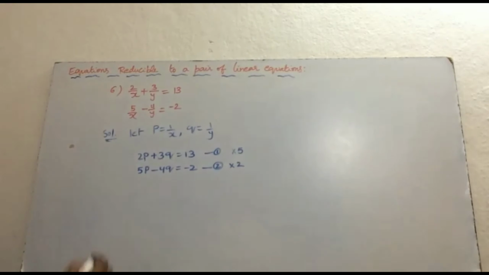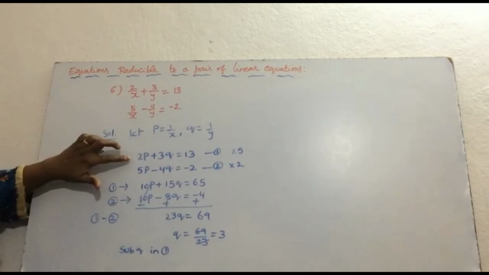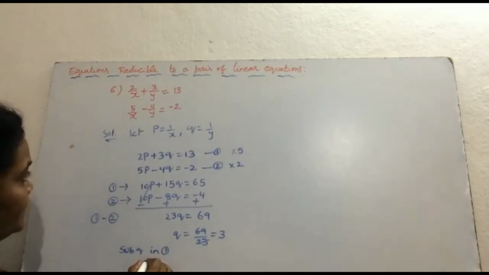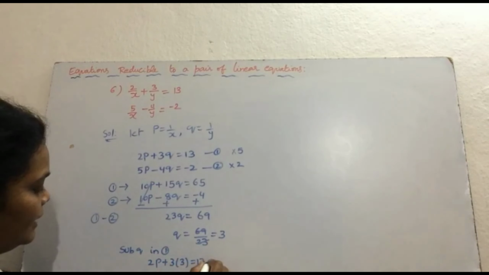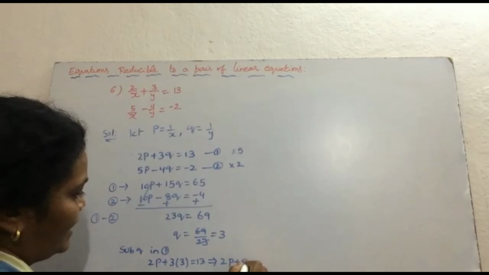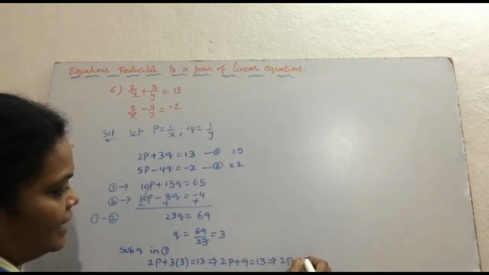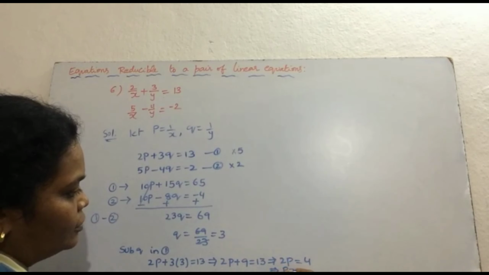So these two get cancelled. 15 plus 8, 23q equal to 65 plus 4, 69. So q equal to 69 by 23, so that is equal to 3. Substitute the value of q in the first equation. We will get 2p plus 3 into 3 is equal to 13. That implies 2p plus 9 equal to 13. That implies 2p equal to 13 minus 9, 4. That implies p equal to 2.